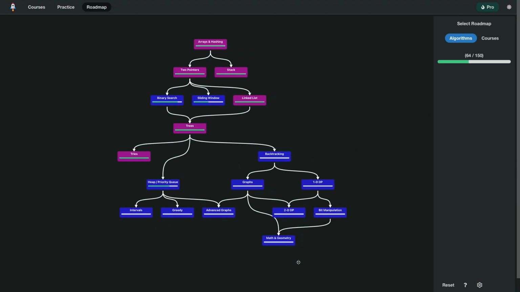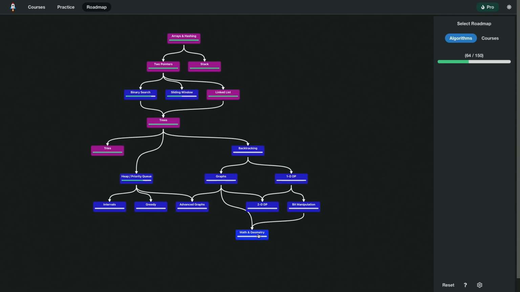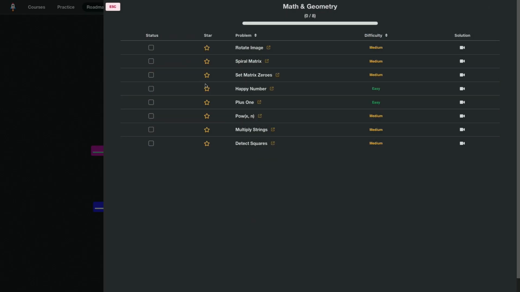the solutions become. For example, math and geometry problems, you rarely run into them in an interview, I think. I could be mistaken though. Rotate an image, okay, that's easy. Spiral matrix, okay, that's doable. Set matrix zeros, happy number, fast exponentiation, multiply strings, detect squares. Yeah, so I wouldn't categorize these as math and geometry questions.